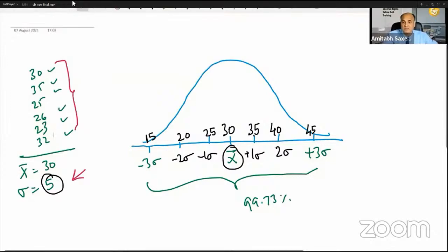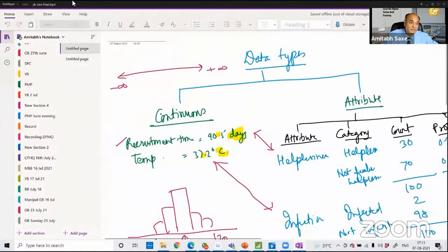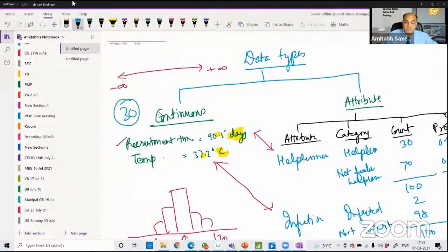By the way, let me tell you one more thing. For continuous data, you need to collect only 30 samples, and for attribute data, you need to collect around 200 to 1,100 samples. There is a statistical basis for that. It is coming from the central limit theorem. I would have loved to tell you about the central limit theorem here, but I have another video explaining this clearly and easily with a simple example. You can watch it on my channel.